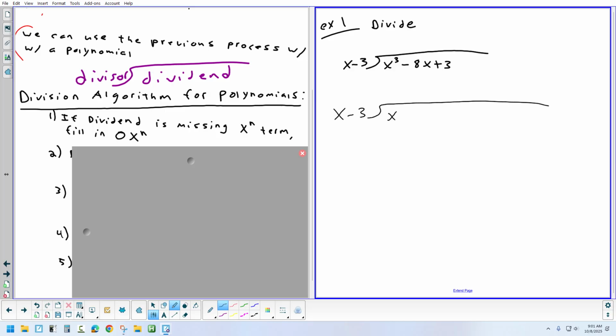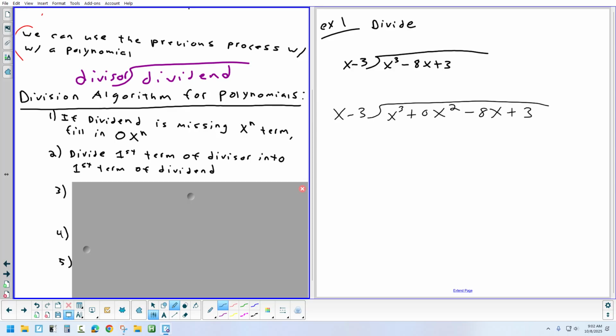So we've got the cubed term. Now we've got the squared term, because we're going to need a column for things that are squared. We don't have one right now, so we just made room. We've got the linear term next to the first power, and we've got now the constant. So that's your first step. Fill in zeros for anything you're missing in the dividend.